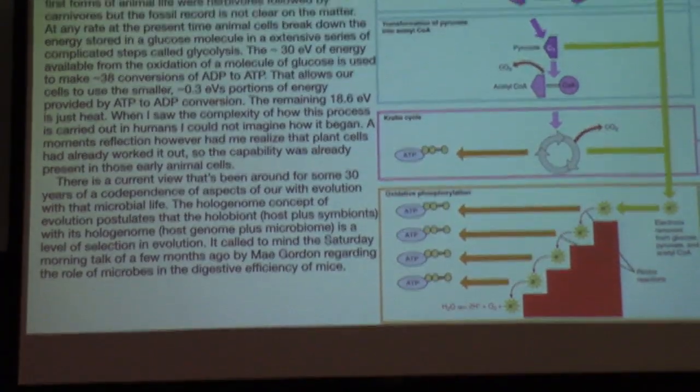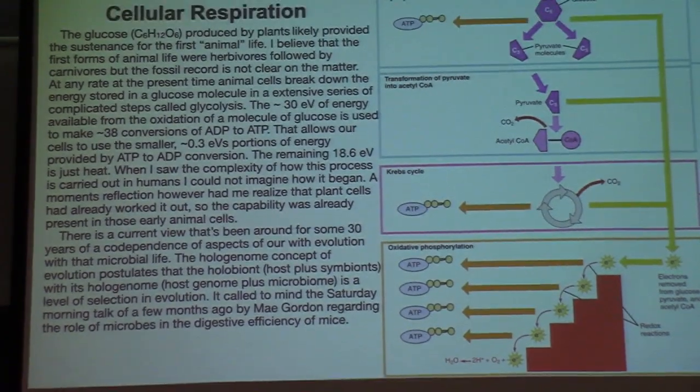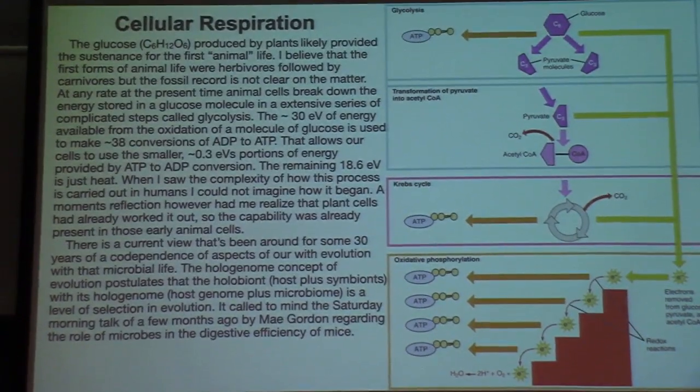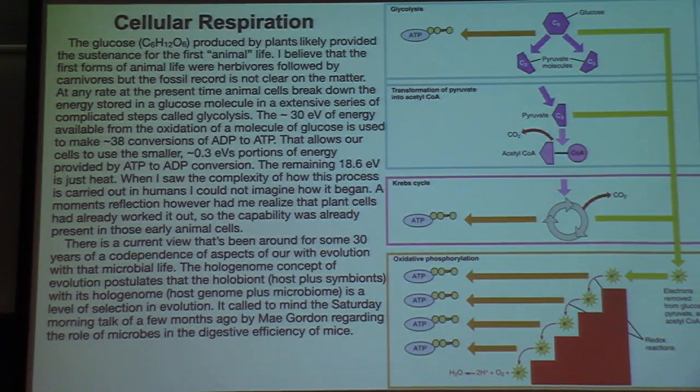So here is the issue of cellular respiration. That glucose that's produced by plants likely provided the food for the first kind of animal life. I have to believe that the first forms of animal life were herbivores. They were then probably followed by carnivores. But the fossil record is not at all clear on the matter.